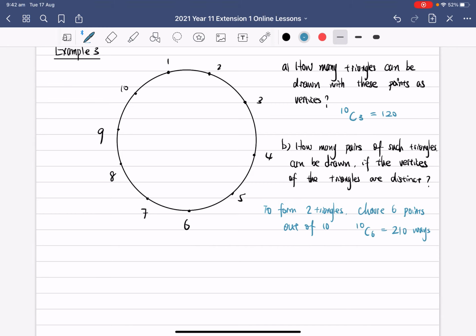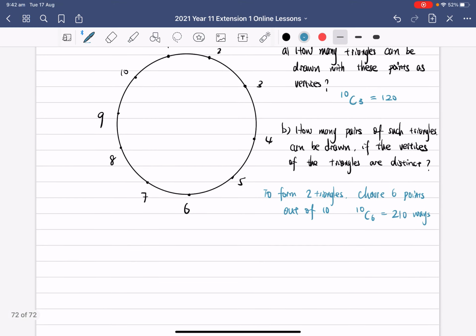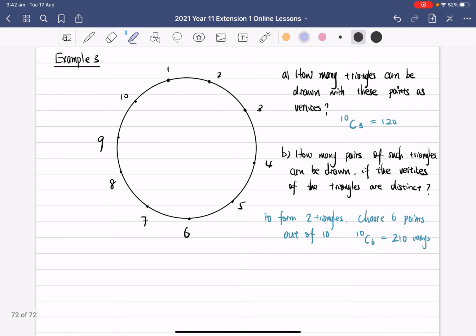Now, when you think about it, let me just highlight any random 6 points. So 1, 2, 3, 4, 5, 6. These are the 6 points I've chosen. Now if we take any one of these 6 points, then we choose the other 2 points in its triangle, this can be done 5C2 ways.